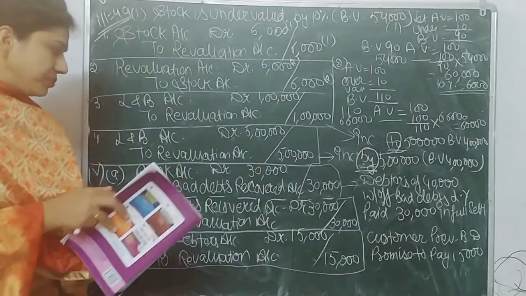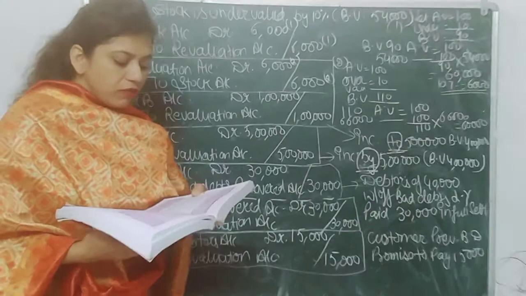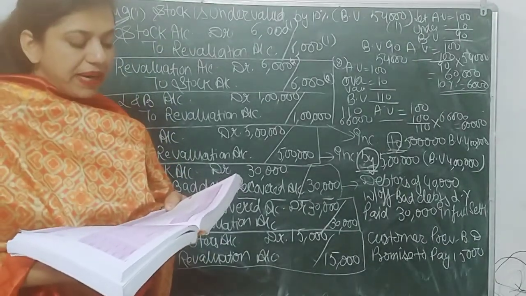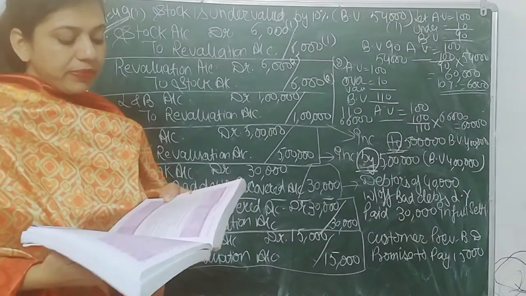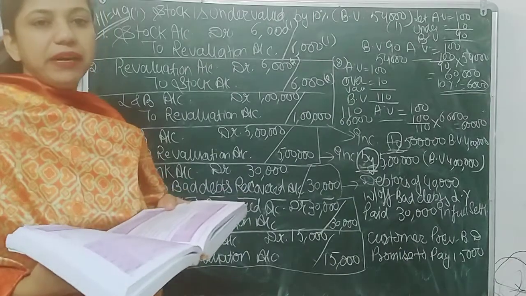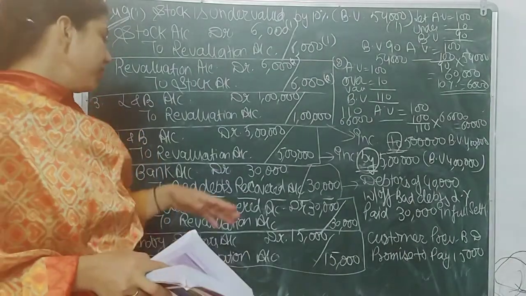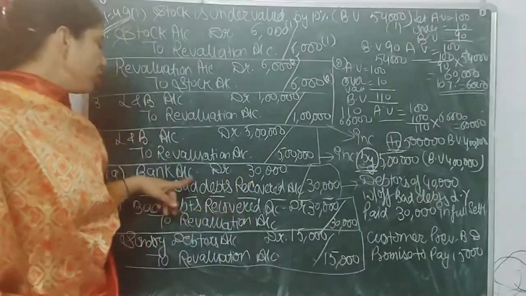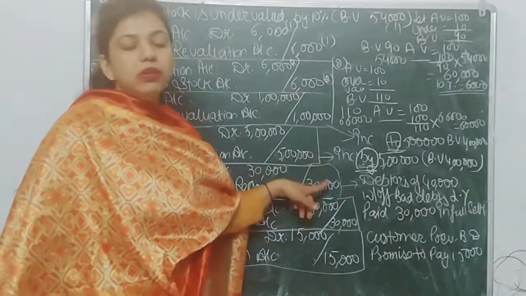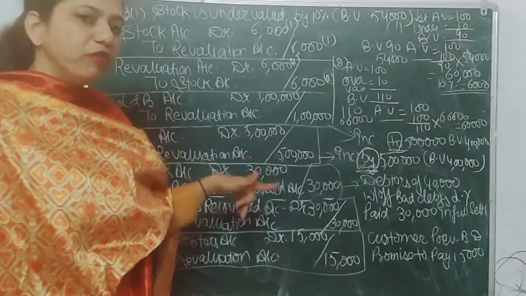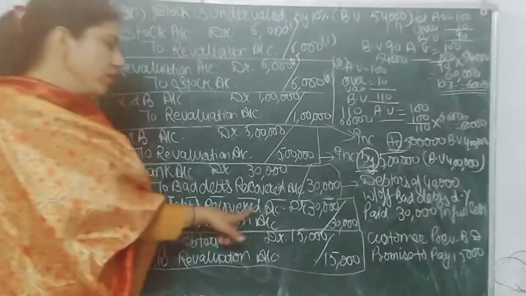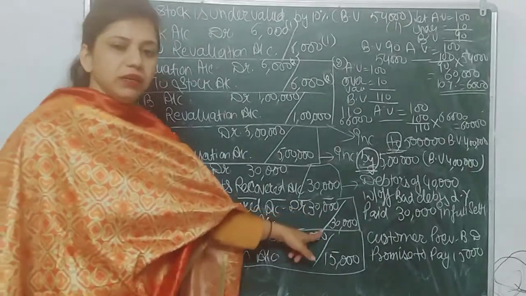Next we have a debtor whose due of 40,000 was written off as bad debts last year, paid 30,000 in full settlement. That means which we considered lost last year, now he paid. Paid means we received. So we have to do the entry of receipt. To bank account debit, to bad debts recovered account, 30,000. Now this bad debts recovered will become profit for us. So revaluation should be credited. So bad debts recovered account debit to revaluation account 30,000.